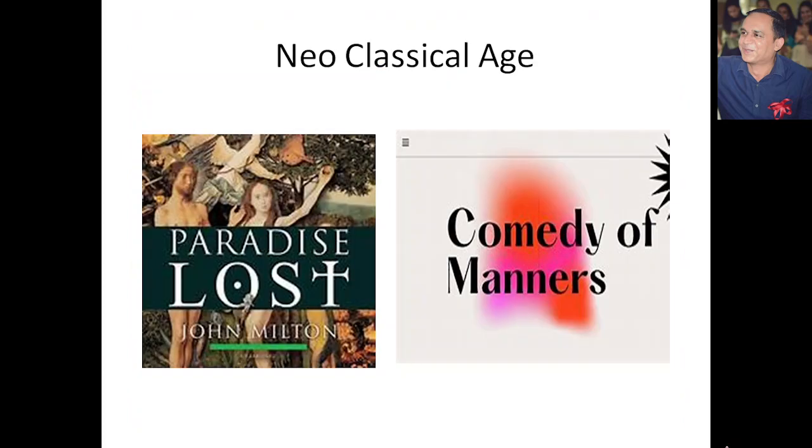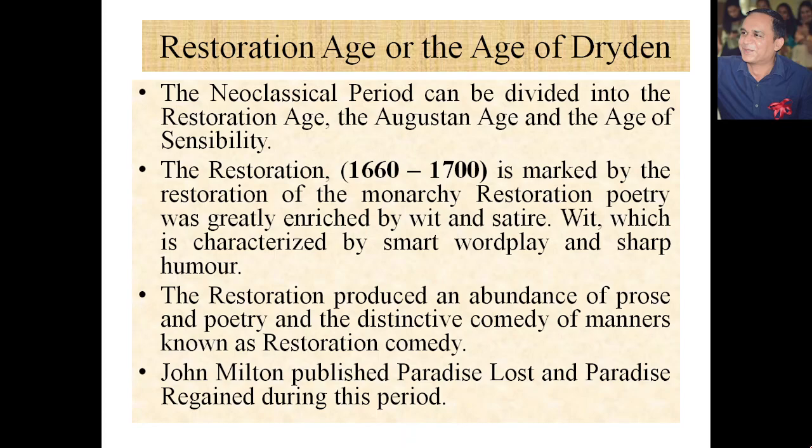Okay, so this is the neoclassical age, in which John Milton continues to write his Paradise Lost, and Paradise Regained was also written. Then this brought the Comedy of Manners. Then the Restoration age, as I told you, is the first one. Restoration means restoration of King Charles II to the throne.